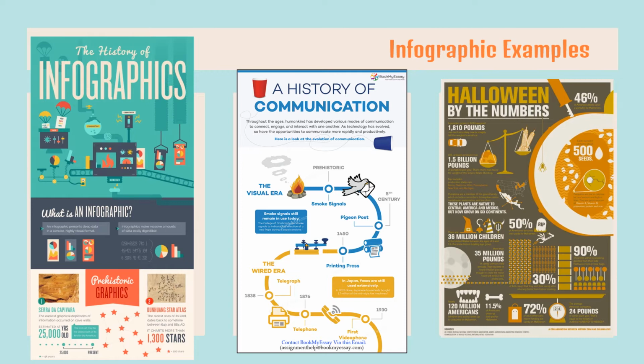These infographics are ones that I pulled off of Google, so they are not about Somalian pirates. So these first three show you what I'm talking about. They are visual representations of information. The one on the left is actually just about the history of infographics. The one in the middle is about the history of communication, and then the one on the right is just about Halloween. They're all different, they have different themes. Yours will be Somalian pirates.